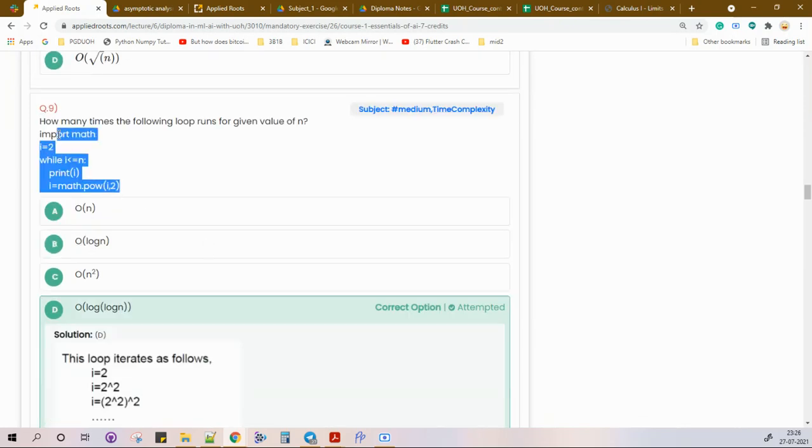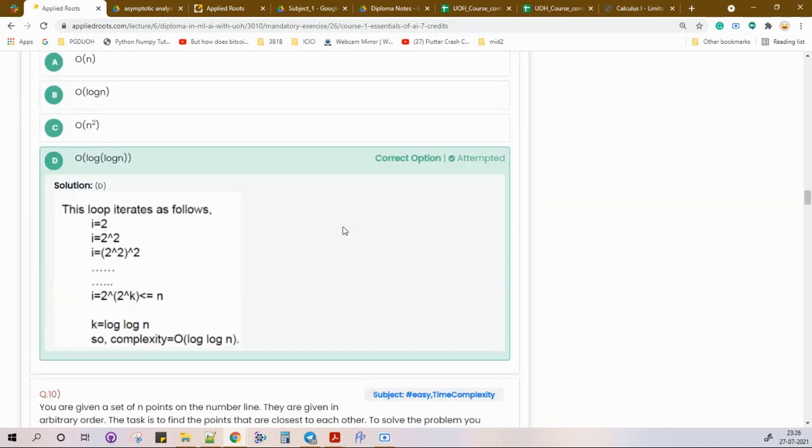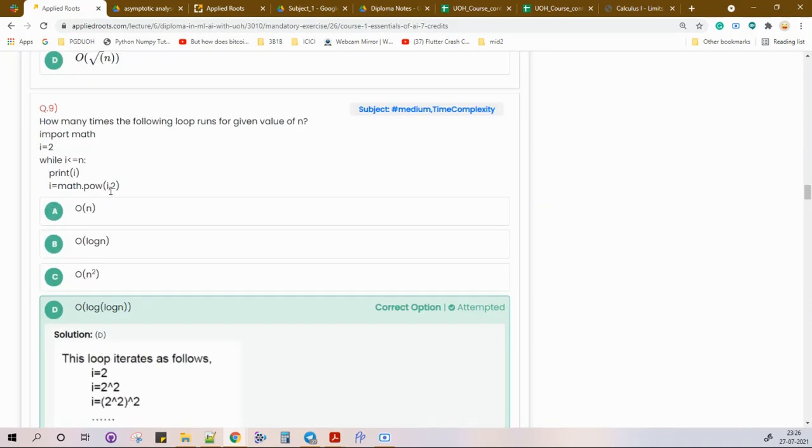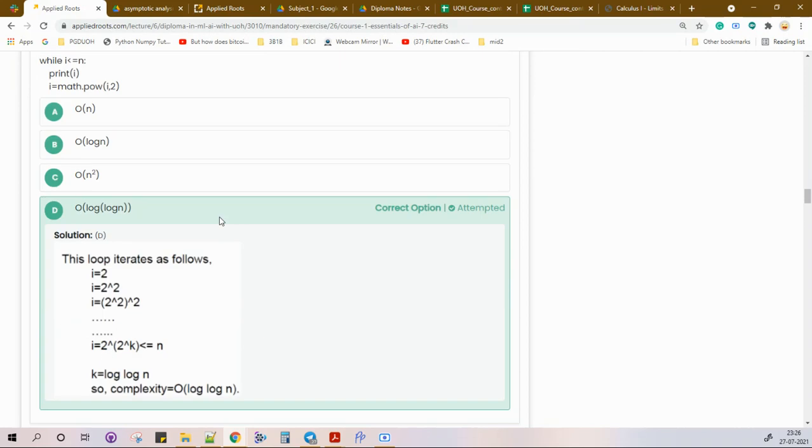We have the next question waiting for us: I equal to 2, I is less than or equal to n, print I, then I equals I squared. So it is I to the power 2, so I will increase in an exponential way. That means your order is log log n, because your loop will terminate fast, because your termination variable is increasing rapidly, correct?